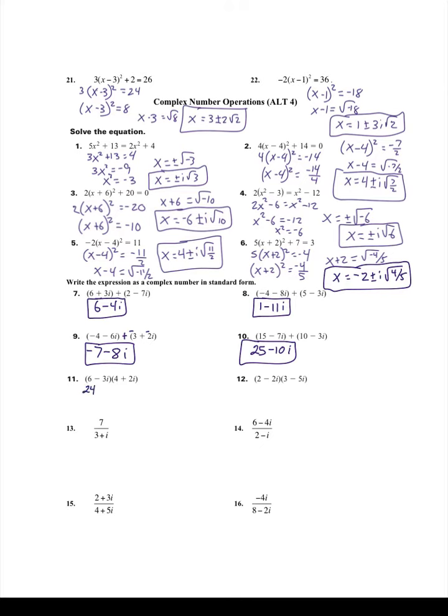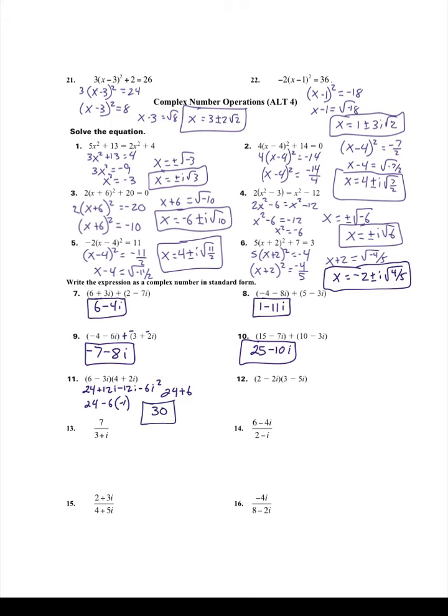Next, we're going to FOIL. So 24 plus 12i minus 12i minus 6i squared. Remember that i squared equals -1. The 12i's cancel, so we've got -6 times -1, which turns into a +1, or +6. So our final answer is 30.